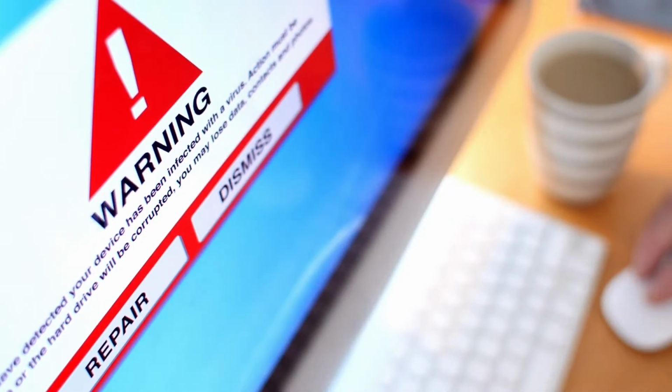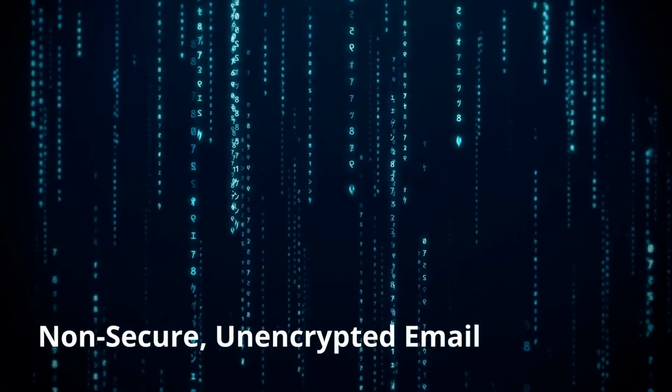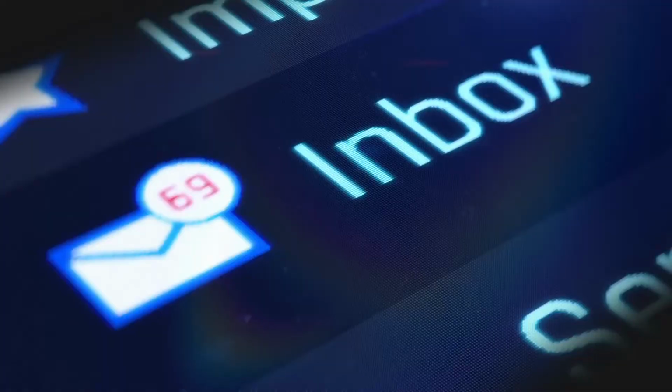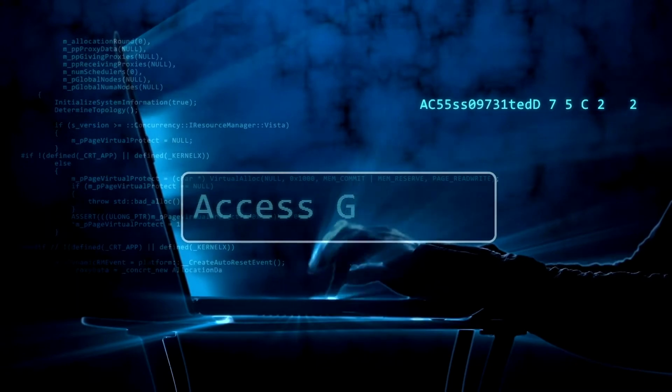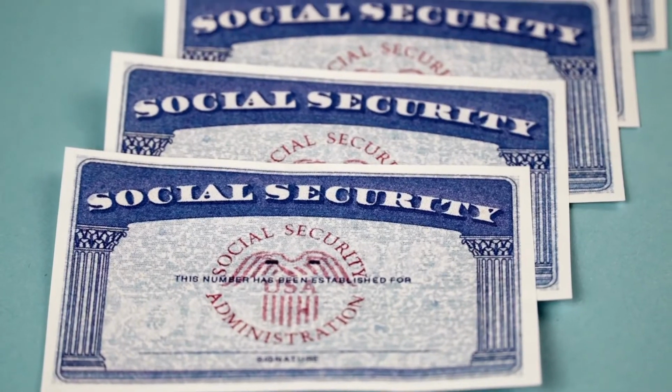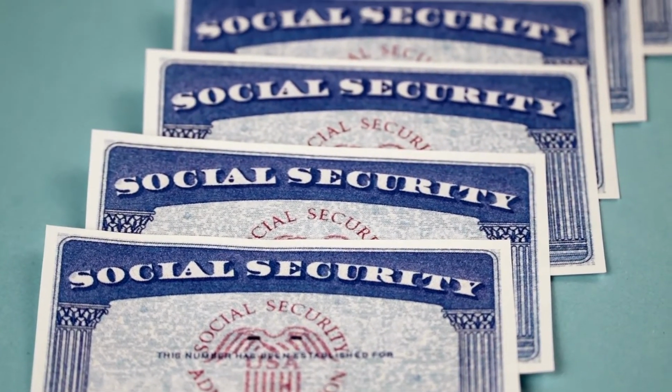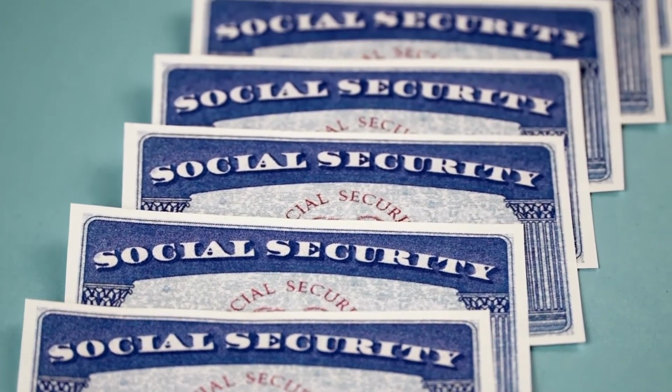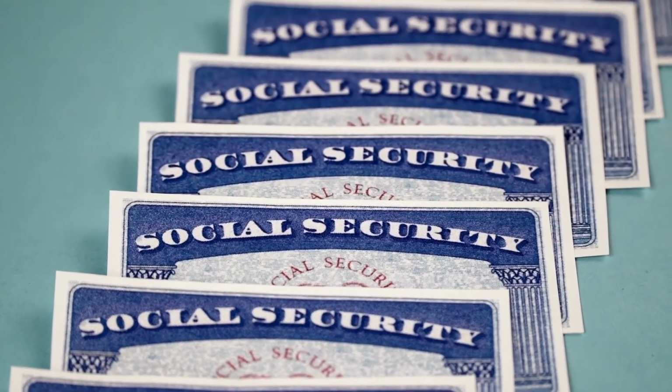Here are a few examples that hinder secure communication. Non-secure, unencrypted email. Email is not in itself a secure technology. Hackers are continually stealing unsecured information, from passwords and social security numbers to birth dates and account numbers, from the river of email moving through cyberspace every second.